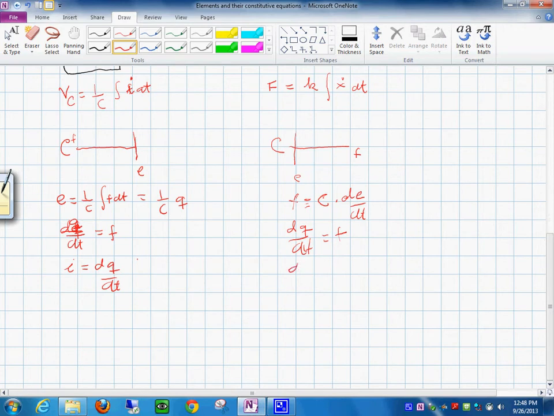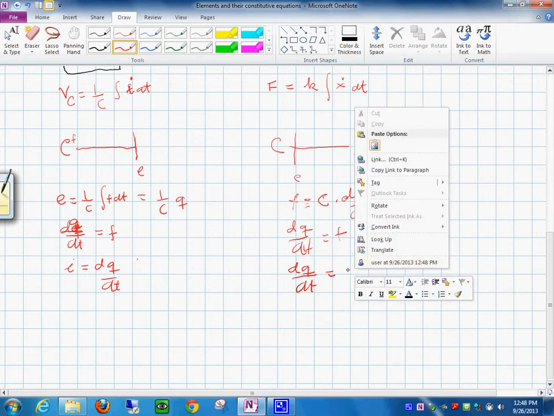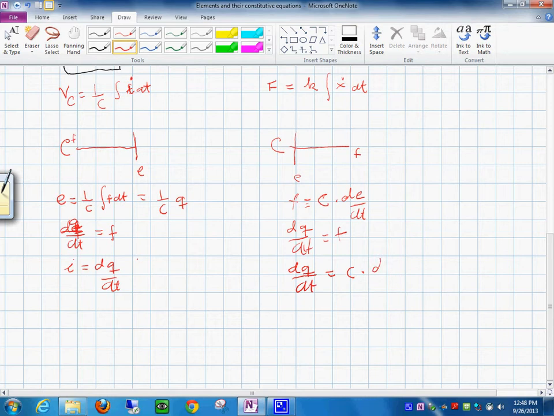If you write the differential equation, the Q dt is going to be equal to F, which is C times dE dt. This is a problem because a derivative we calculate has another derivative on the right hand side. So this one is integral form, or integral causality, and this is derivative form.